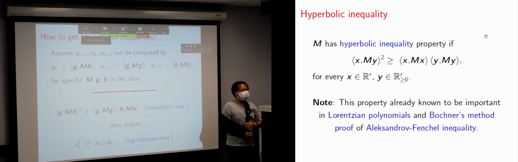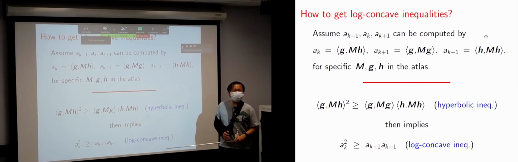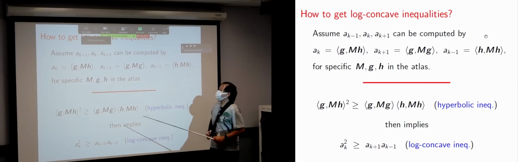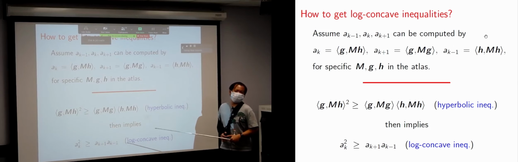Okay. And some of you might ask, okay, we have the hyperbolic inequality property. How is that related to log concavity? The idea is that when we build our atlas, we need to do it in a very specific way. That's why the definition just now is a bit complicated.